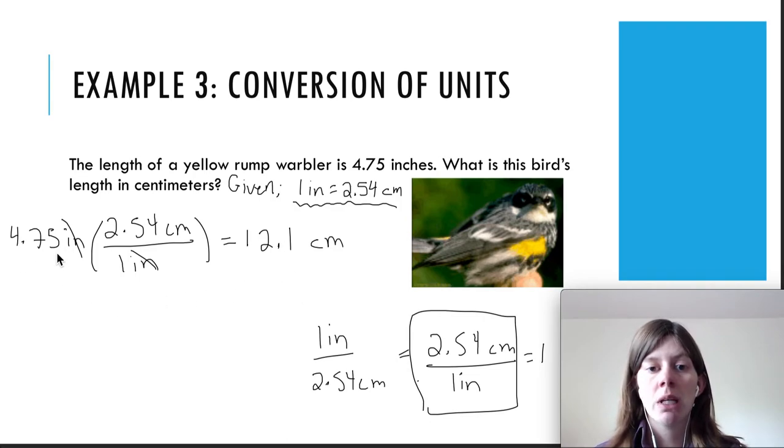So we took what we're given, we multiplied it by our conversion factor so that the given units canceled out, and we were left with our desired units.